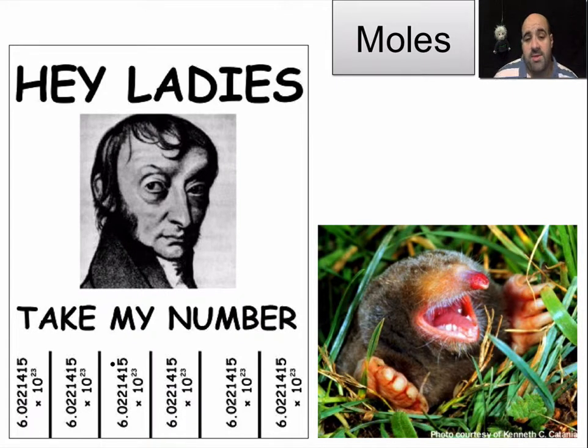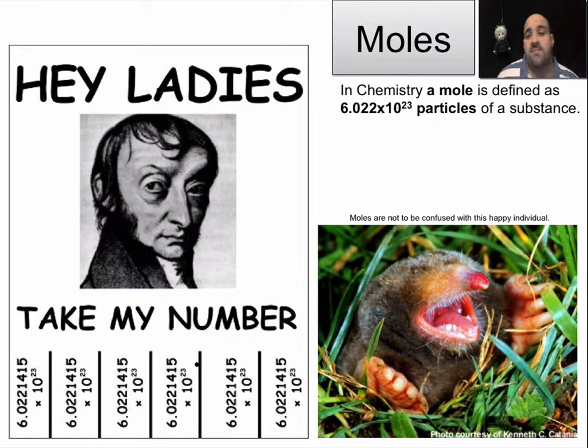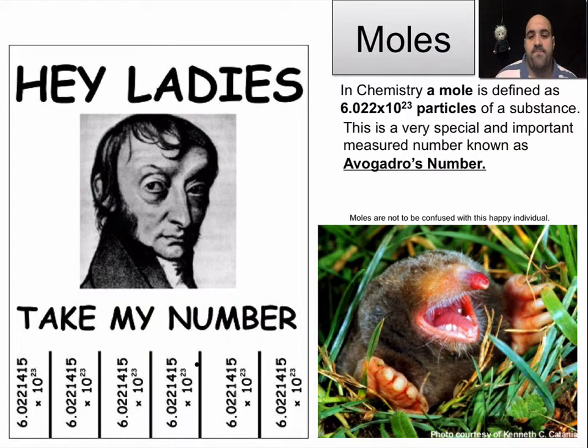A mole in chemistry is not to be confused with this very happy individual who is a mole, or those things you get on your face. A mole is simply going to be really this number. And we're going to talk about what that means. A mole is defined as 6.022 times 10 to the 23rd particles of a substance. And this very special number is, as noted, Avogadro's. And I know, like, what do you mean a mole is 6.022?